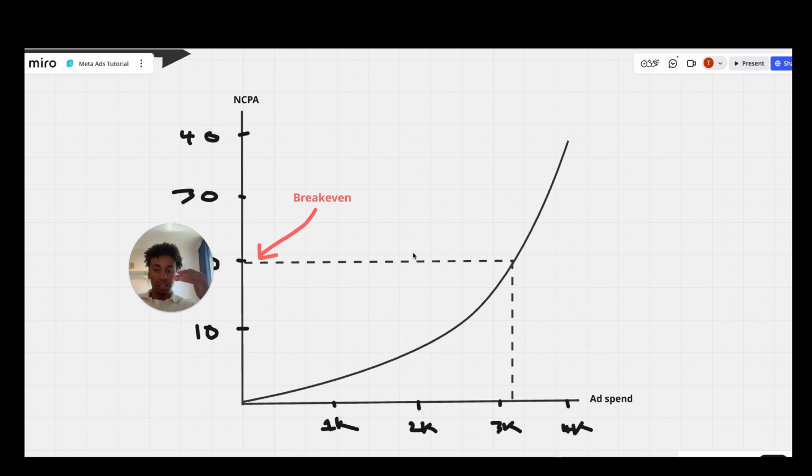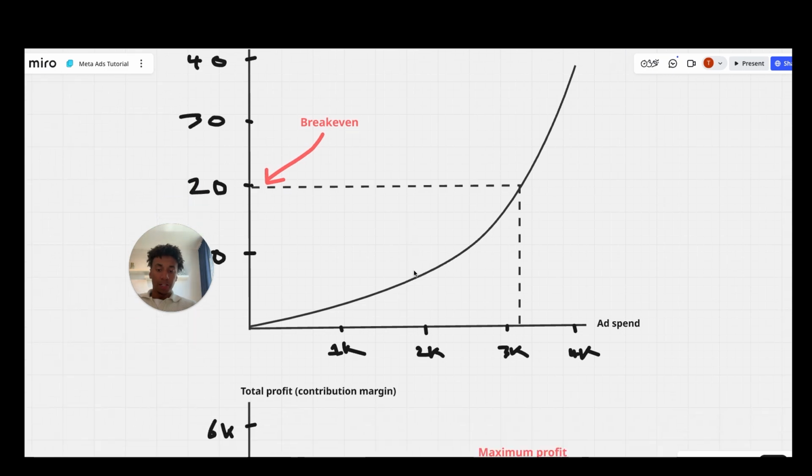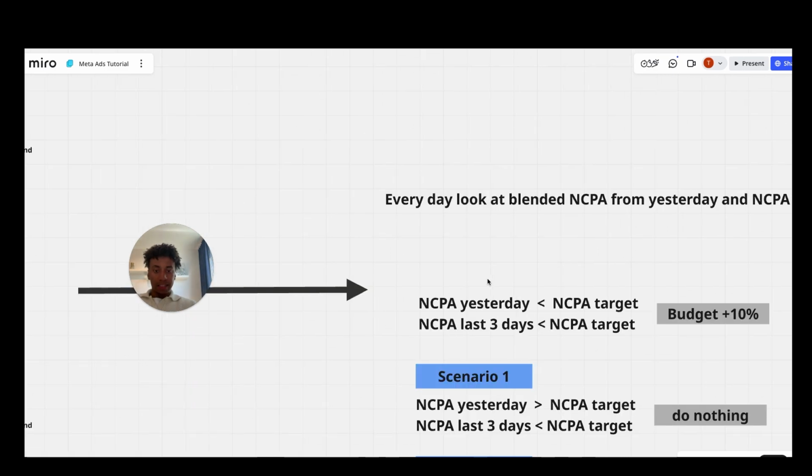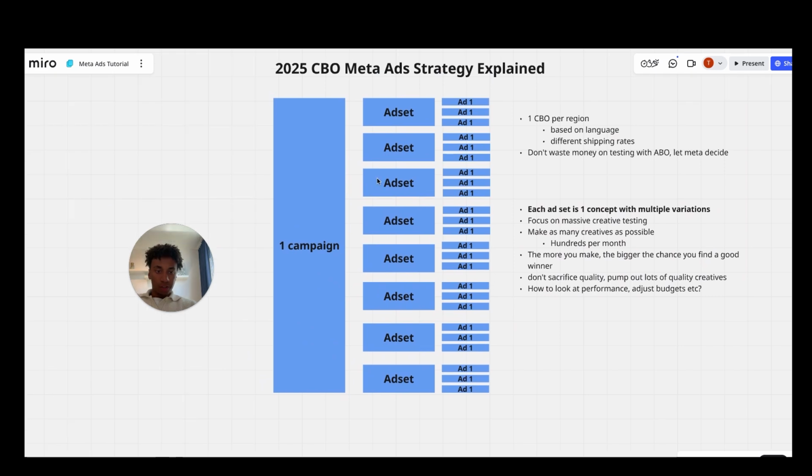Does your actual profit increase or not? If yes, then okay, change it. But as a rule of thumb, I would say aim for around 15 to 20% profit, as that will maximize your NCPA. And then, as I said, now we understand what structure you need to run your Meta ads in.